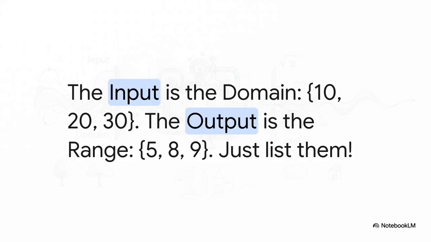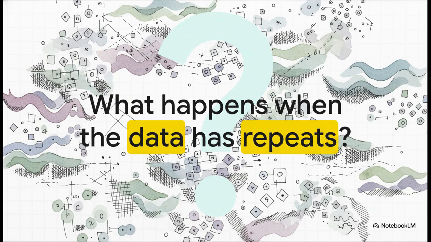So what about a mapping diagram? Well, you're going to love this because it's even easier. The work is pretty much already done for you. The set of inputs on the left, that's your domain. The set of outputs on the right, that's your range. You literally just have to list them out. So in this case, the domain is 10, 20, 30, and the range is 5, 8, 9. That's it.